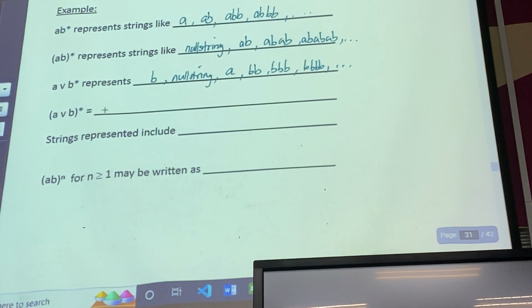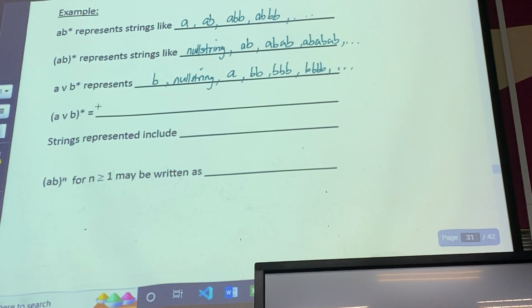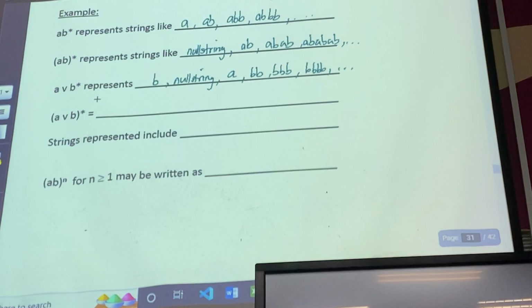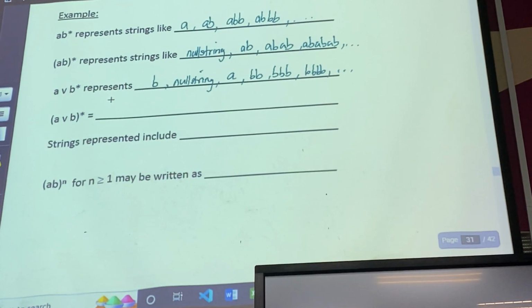And this one, (A or B)*, what does the asterisk mean? It means that you can repeat the A or B, A or B, A or B, right? Then what is the string in the final answer? Can I have a null string? Okay. That is the final answer.